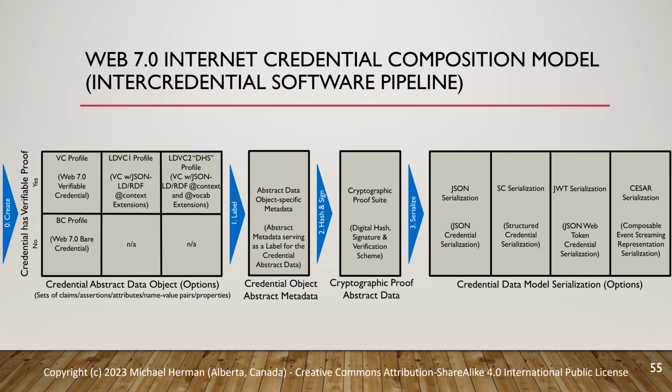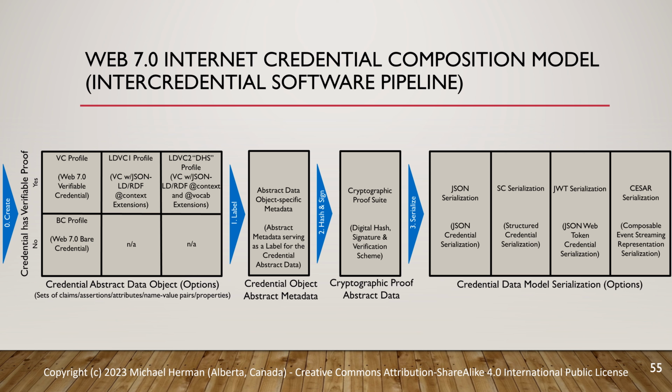Step 3 is serialize. Once we have the abstract data object, properties, attributes, name value pairs, we have the label, i.e. the metadata that describes the credential, and we've attached the cryptographic proof and added that to the bag or sack of properties that we've collected so far. We now need to move to step 3, which is to serialize that data. And there's at least 4 popular serializations. There's the JSON serialization. That works both for plain JSON, such as the bare credential profile and the verifiable credential profile. But JSON serialization is also used as a serialization for LDVC1 and LDVC2.